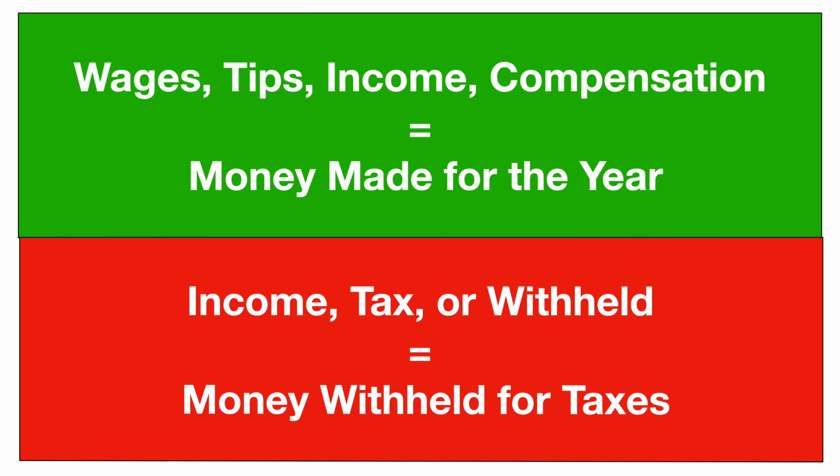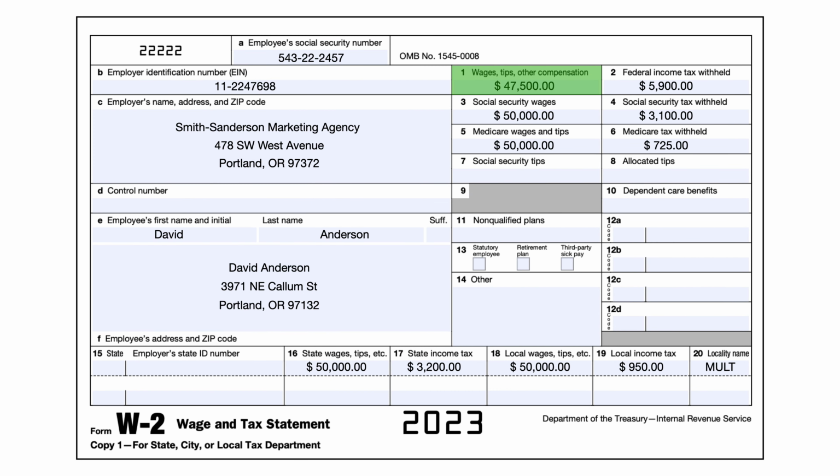And anything you see on a W-2 labeled income, tax, or withheld is going to be money that has been withheld for taxes. So there's wages, tips, other compensation. That is the line that you're taxed federally at. And it's actually different from everywhere on the W-2. So lines 3, 5, 16, and 18, that's going to show how much you actually made for the year.